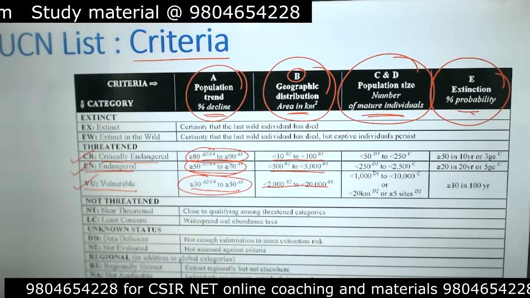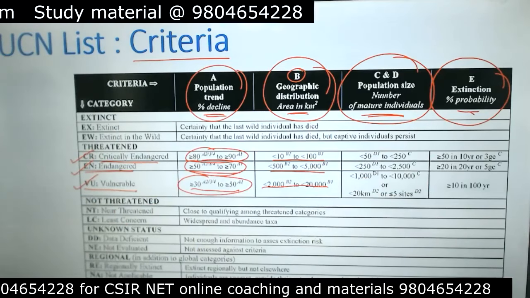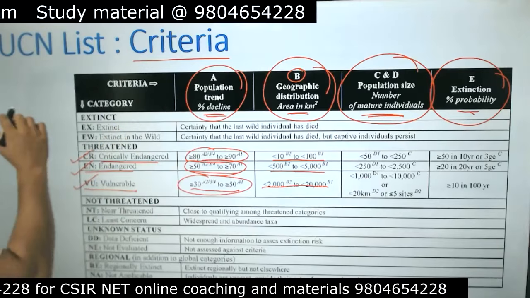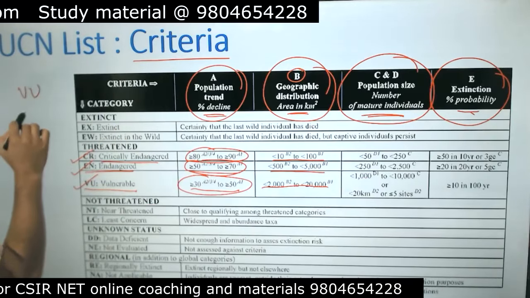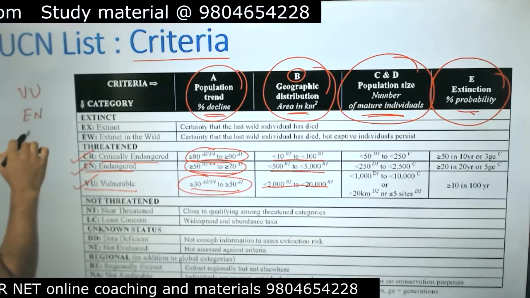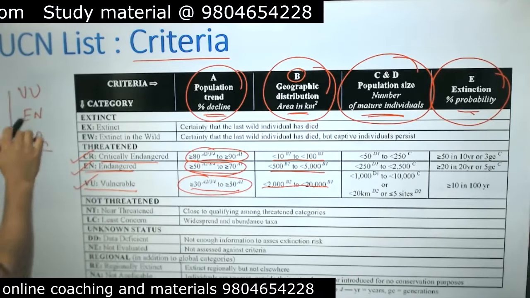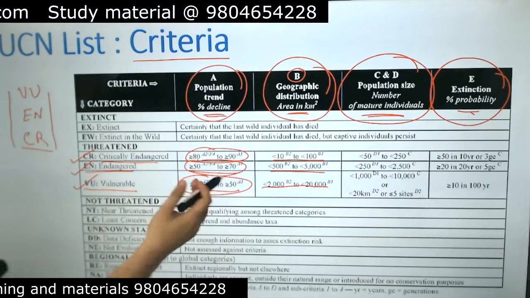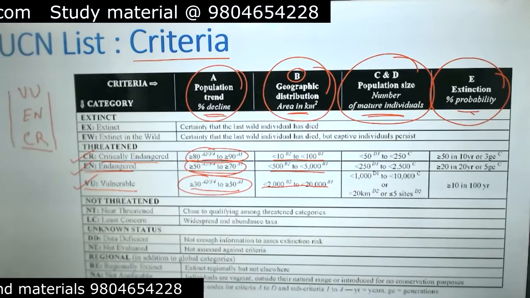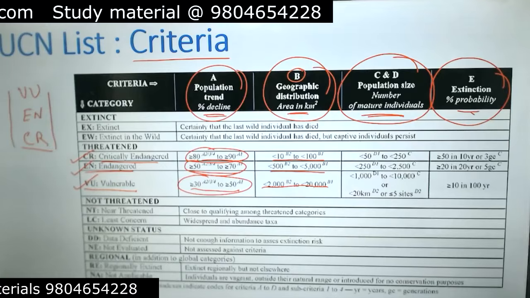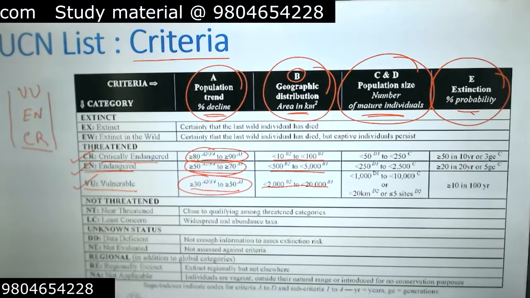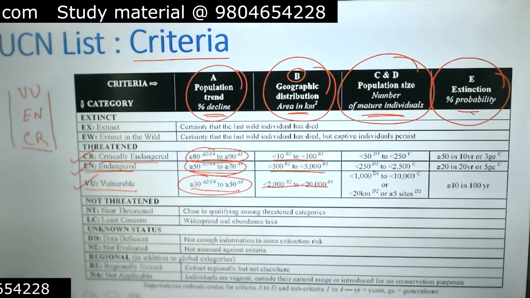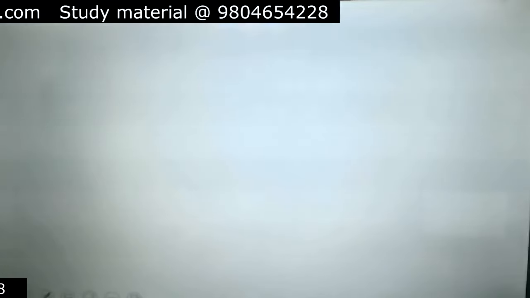What you need to know is basically the difference between vulnerable, endangered and critically endangered, these three. If you know the difference and the key criteria they involve, the percentage of population decline, the decline in geographical distribution area, and the number of individuals in the mature age, that's it. That's all you need to understand.